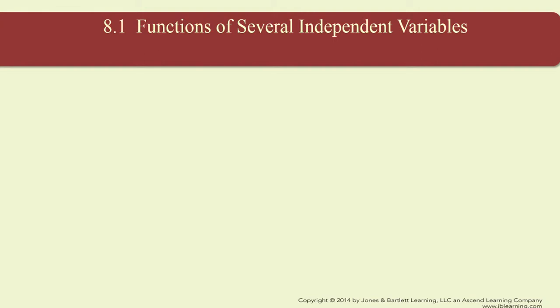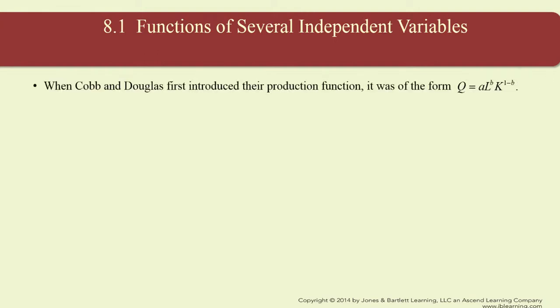But as I said, there was one more slide I wanted to look at, and it deals with Cobb and Douglas. When these dudes first introduced their production function, it had the form of Q equals A times L to the b power, K to the 1 minus b power. So in other words, look at the exponents. One exponent is b and the other exponent is 1 minus b. So when they first introduced their production function, the sum of the exponents was 1.